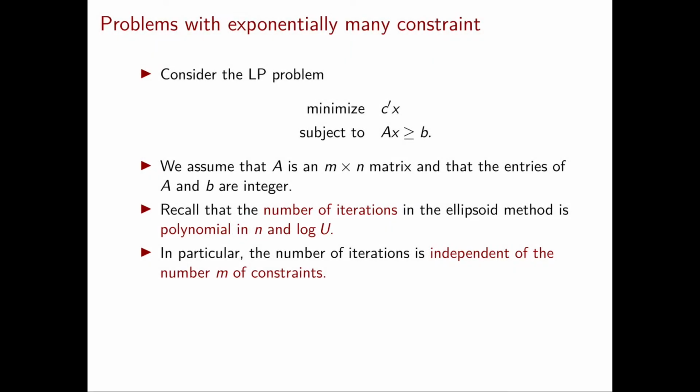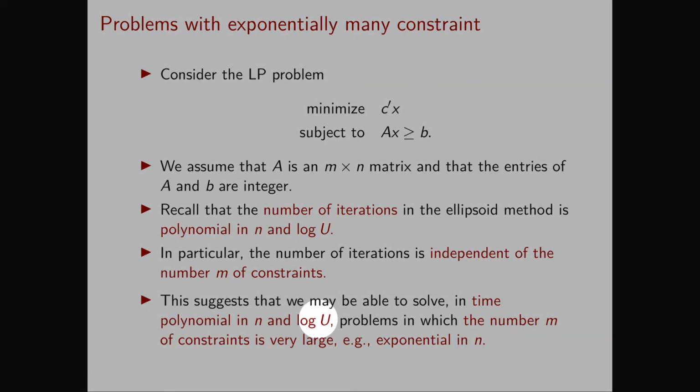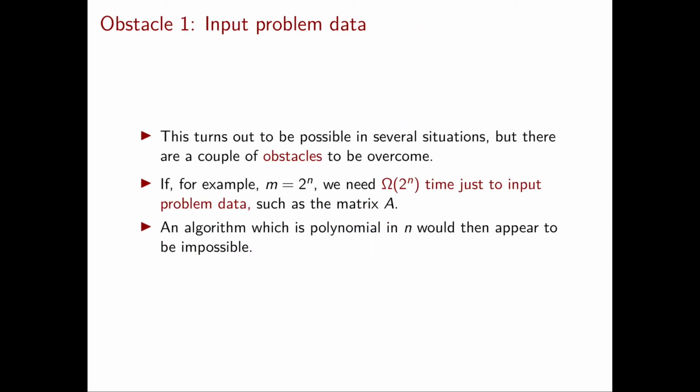The key observation here is that m plays no role in the number of iterations of the ellipsoid method. So the number of iterations is independent of the number m of constraints. This suggests that we may be able to solve, in time polynomial in n and log u, problems where the number m of constraints is huge, for example exponential in n. As we will see, this turns out to be possible in several cases.